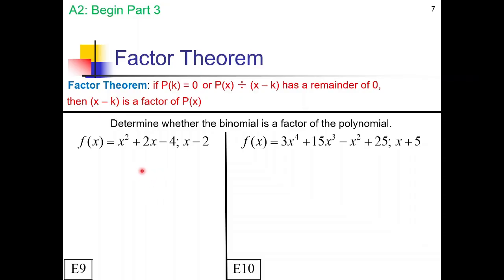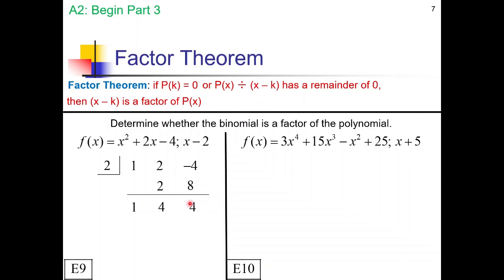So writing out our coefficients, we've got a 1 for the x squared, 2 for x, and then a negative 4. And then our k value, what zeroes out our factor here, is going to be 2, because 2 minus 2 is 0. So drawing our line and bringing down our first coefficient, we've got a 1 down here. And then k value of 2 times the 1 gives me a 2 up here. 2 plus 2 is 4. 2 times 4 is 8. And negative 4 plus 8, that's going to give us 4.